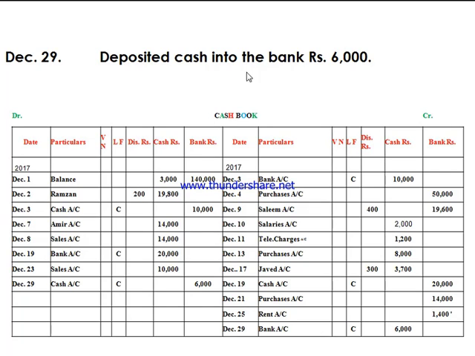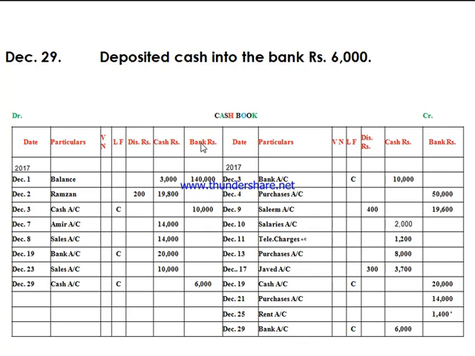Next is deposited cash into the bank, 6,000. It's a contra entry again. Cash is coming into the bank. So on the receipt side, we will write down in the bank account 6,000. We will mark it as contra because this transaction will be recorded on both sides of the cash book, debit side and credit side.